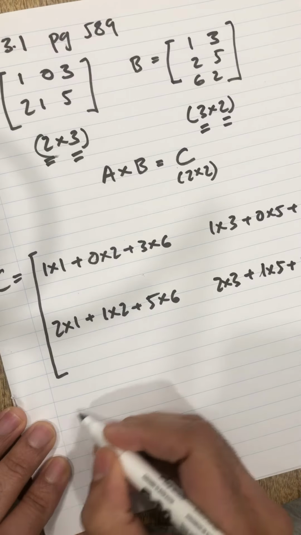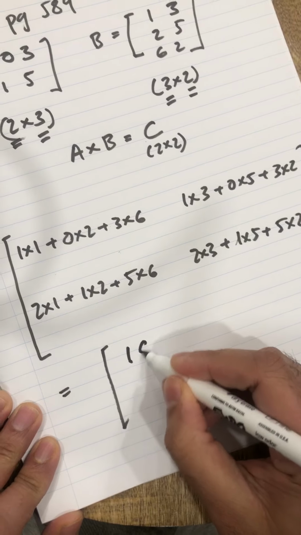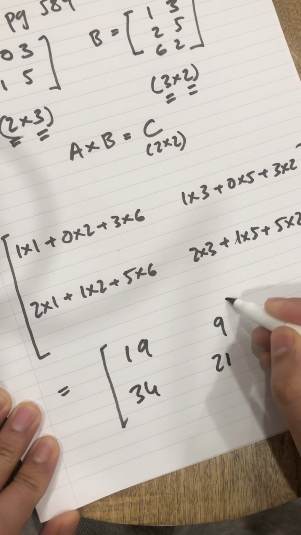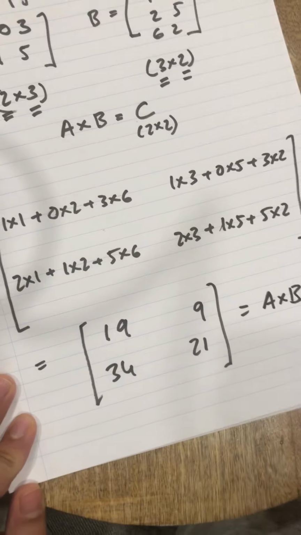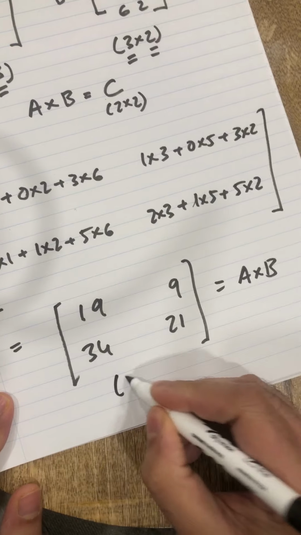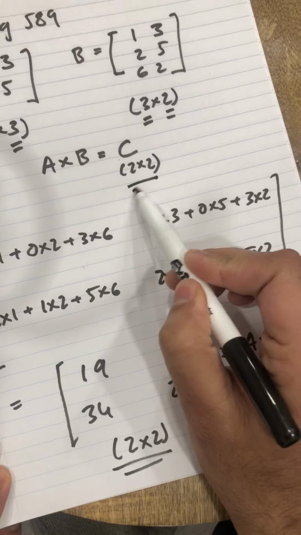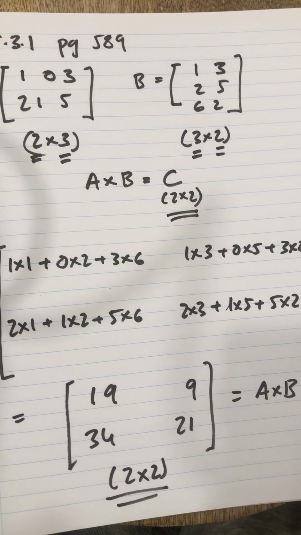So if I do all these calculations, I'm going to get a matrix which is 19, 9, 34, 21. So this is the matrix C, or the result from multiplying A into B. And notice that what is the dimension of this matrix? 2 rows and 2 columns, right? Which is what we also sort of predicted when we were doing this. Okay, so this is the bit on matrix multiplication, and then I'll do a few more examples in the next video.